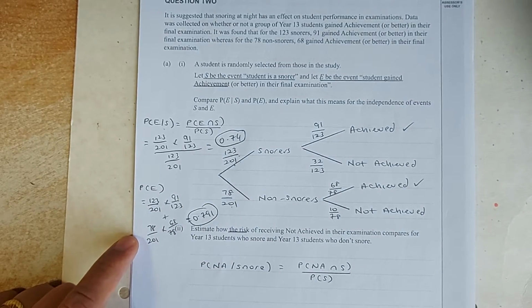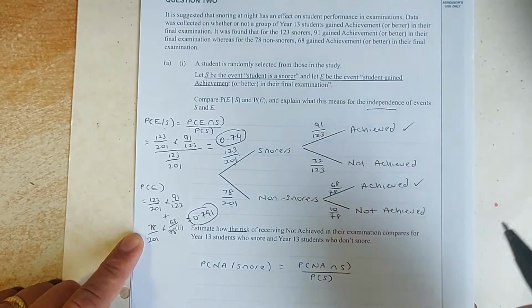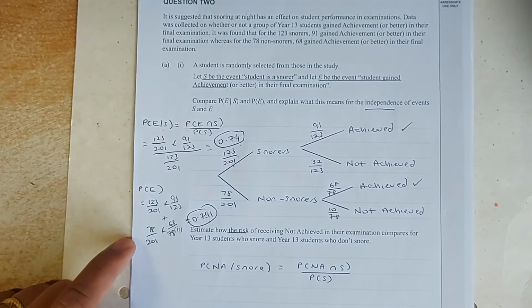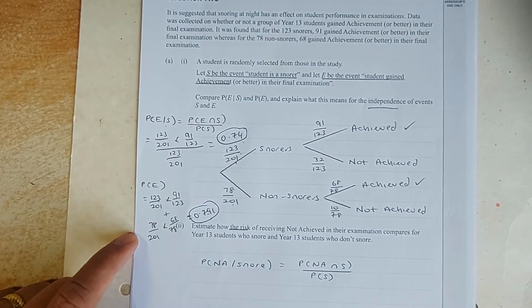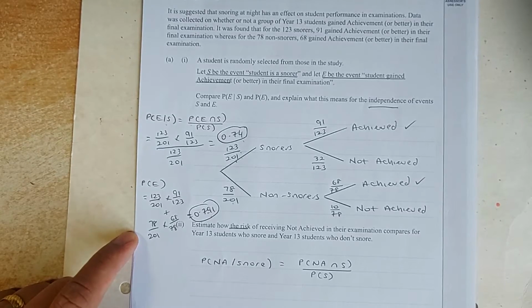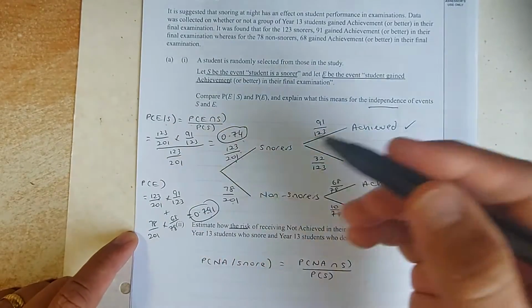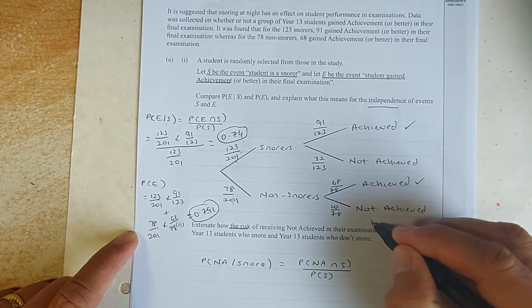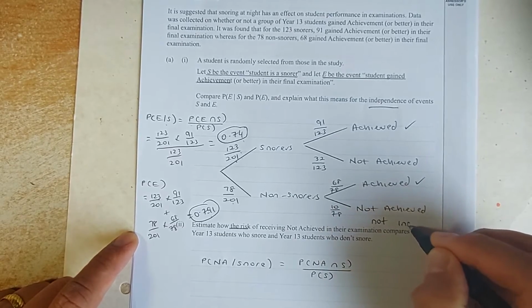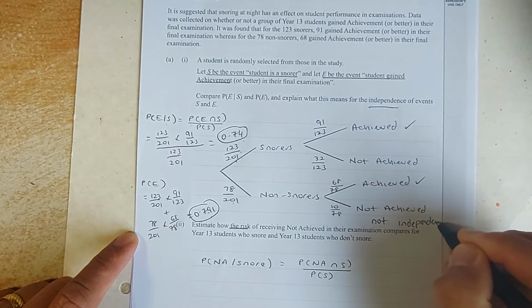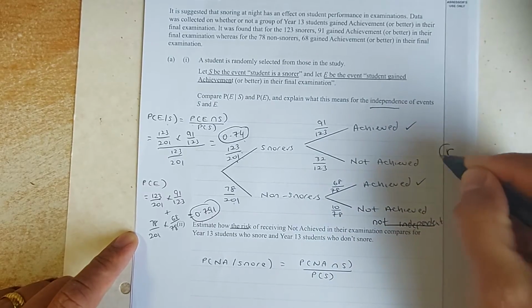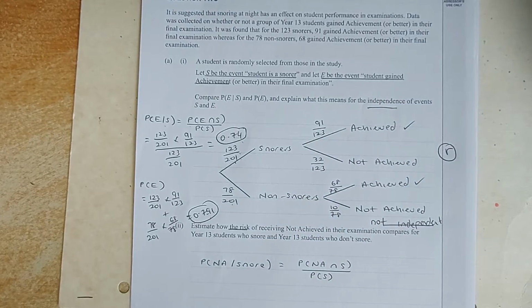So they ask the next question, are they independent? If these two numbers are equal, then they are independent. If they are not equal, they are not independent. In this case, they are not equal. So our conclusion is these two events are not independent. And that will give you a Merit in the first question.